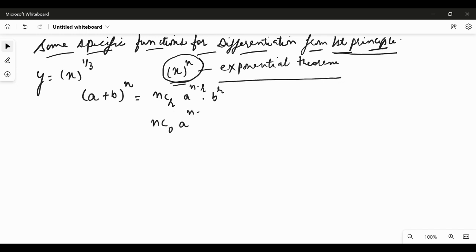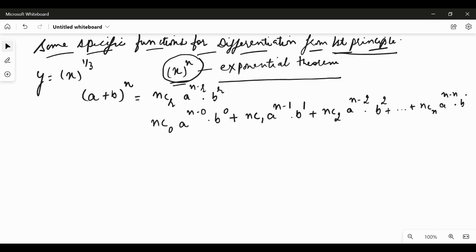nC0 a power n minus 0 into b power 0, plus nC1 a power n minus 1 into b power 1, plus nC2 a power n minus 2 into b power 2, plus ... nCn a power n minus n into b power n. So this is the formula for (a plus b) power n. Now if we open it, how will we be able to solve this?